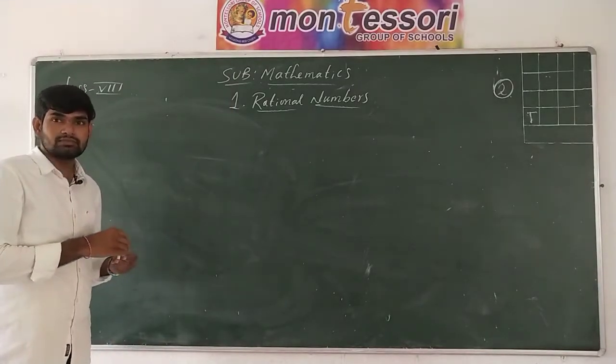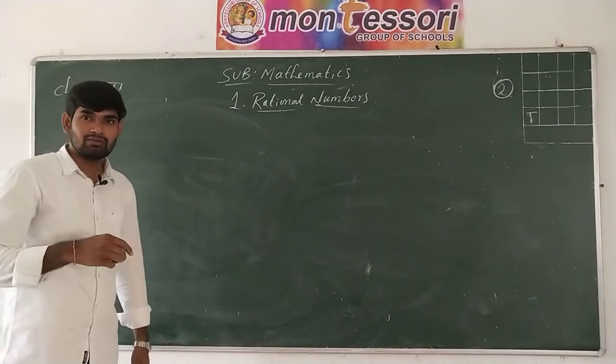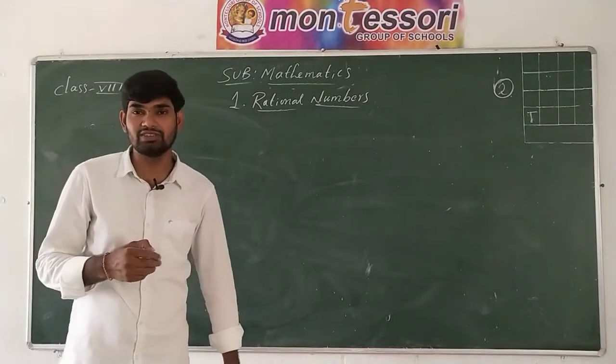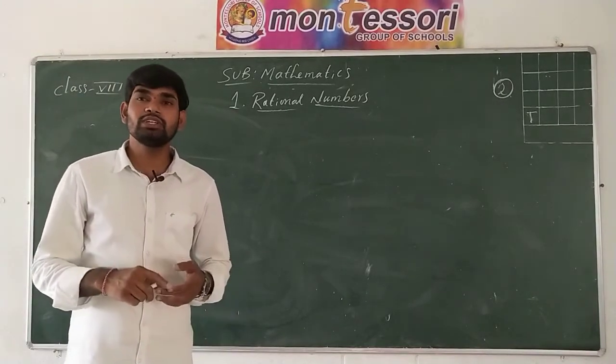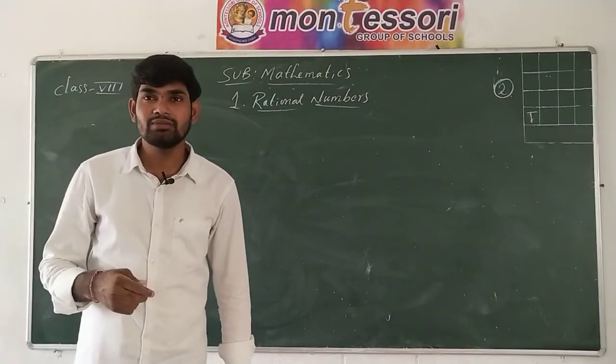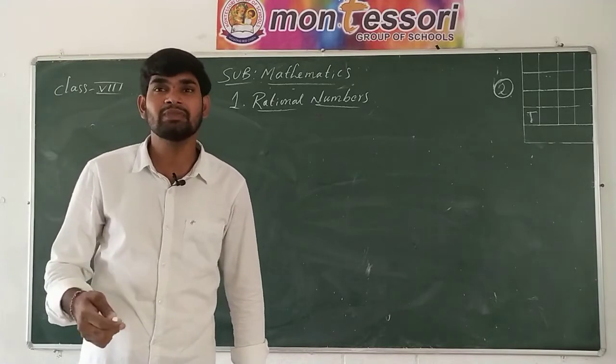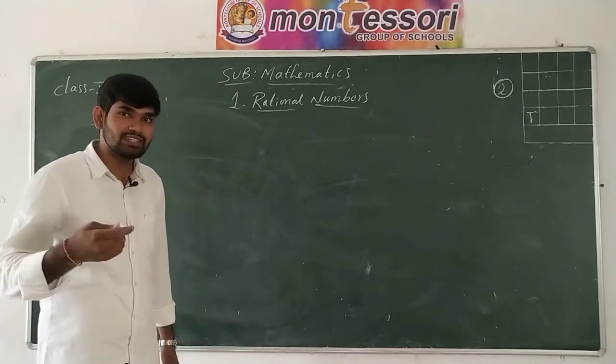In the previous class you learnt about the basic operations on the integers. Let us recall once again the basic operations on the integers: addition, subtraction, multiplication and division. When you add two integers, the result is also an integer. When you subtract two integers, the difference is also an integer. When you multiply two integers, the result is also an integer.